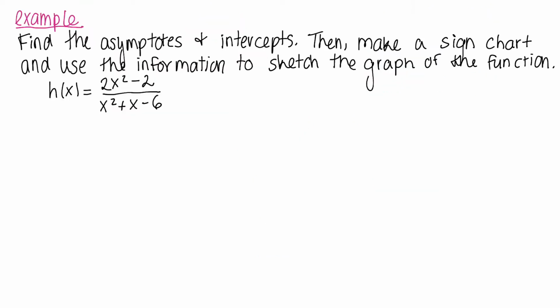All right, so here's the last problem we're going to do. Same question as before, we're finding everything and using it to graph. We have h of x equals 2x squared minus 2 over x squared plus x minus 6. We'll start with the vertical asymptotes, letting the denominator equal 0 and finding what x values make it 0. This factors into x plus 3 times x minus 2. So we'll get a vertical asymptote at negative 3 and positive 2.